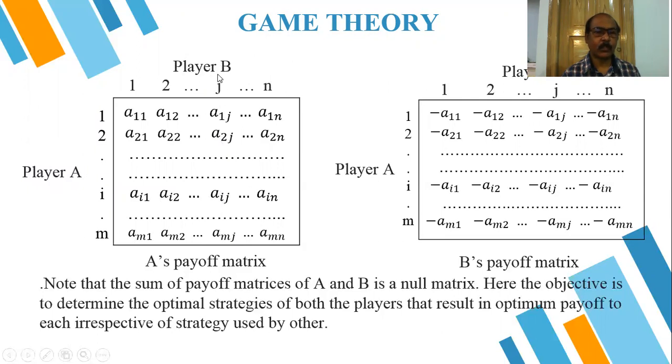When player B is selecting the jth action, then what would be the gain of player A? Probability of 1, that means P1 into A1j, A2j into probability 2, P2. So Aij into the probability of selecting the ith strategy by player A, which is Pi, and Amj into Pm.